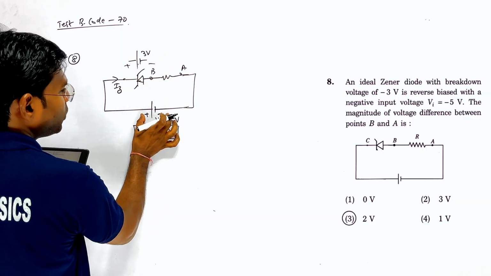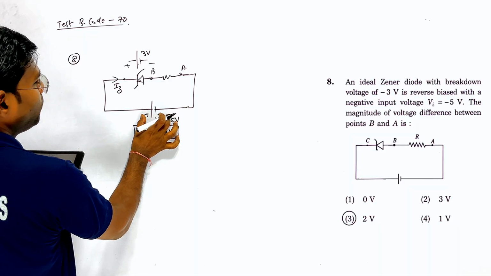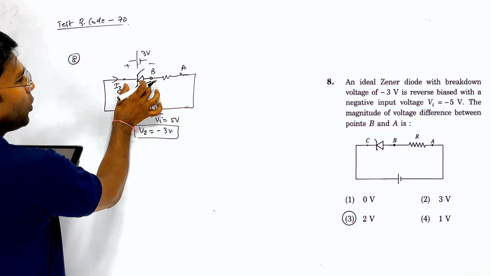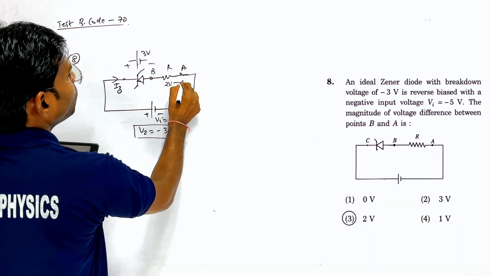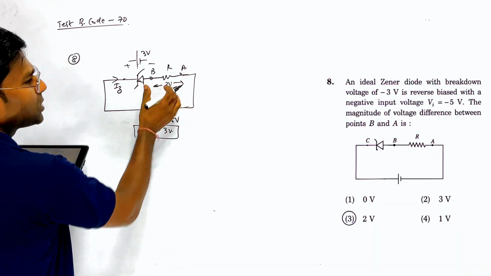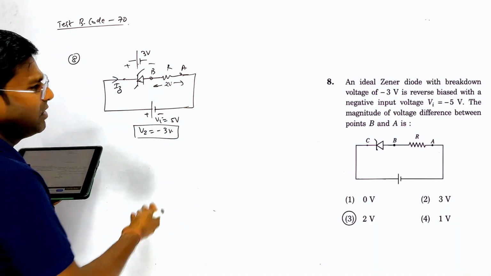3 volt. So out of this 5 volt input voltage, 3 volt is dropped over here. So on this resistance, how much volt will be there? Only 2 volt, right? 5 is equal to 3 plus 2. You can also apply the KVL, but this is simpler.